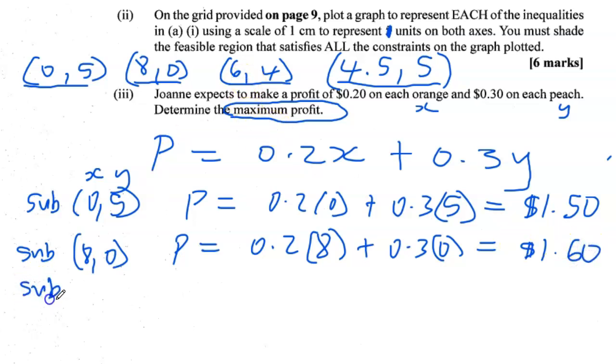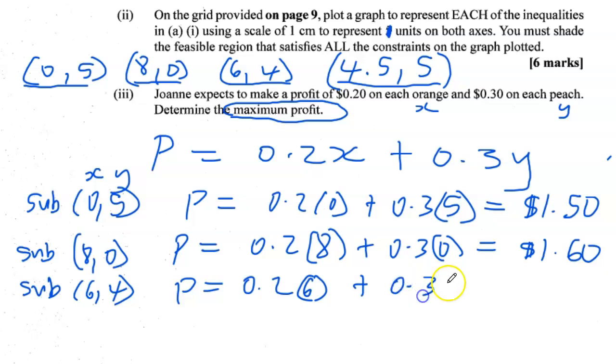Substitute 6 for x, 4 for y. So it's 0.2 times 6 plus 0.3 times 4. This works out to be 2.4. That's $2.40.